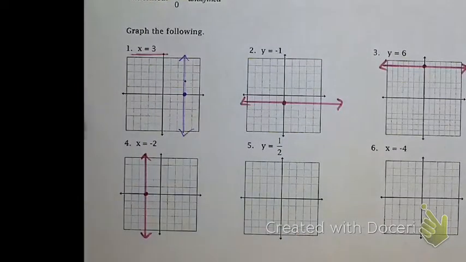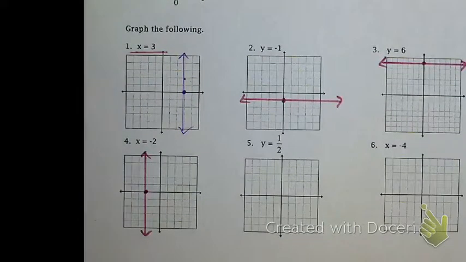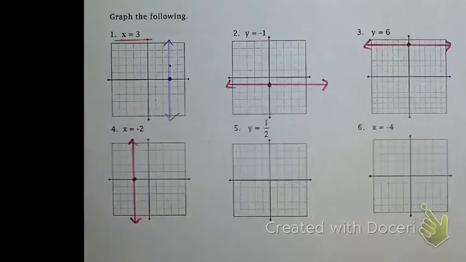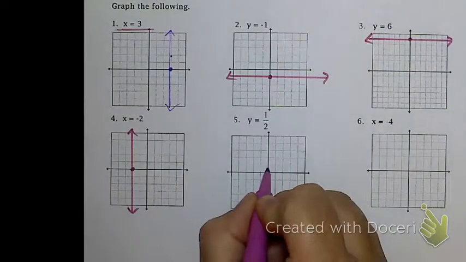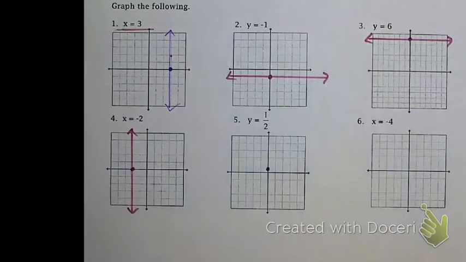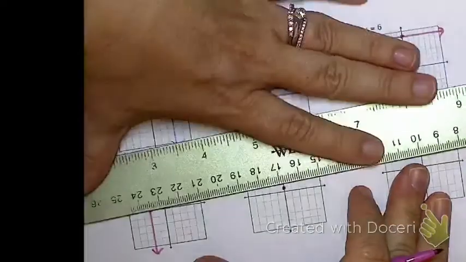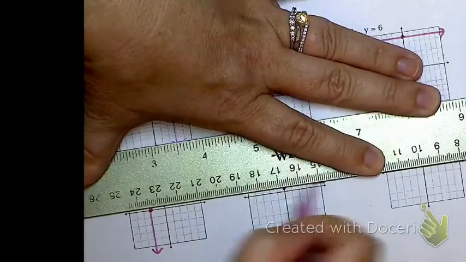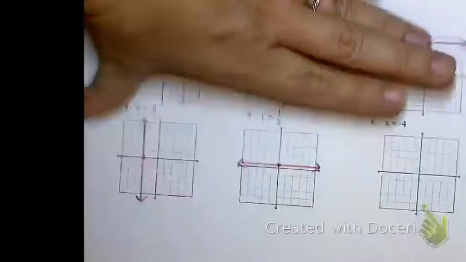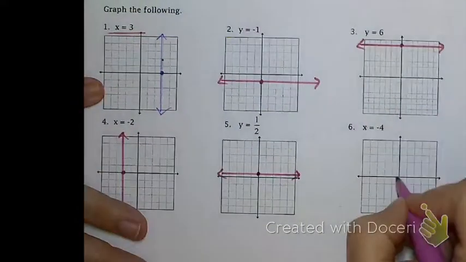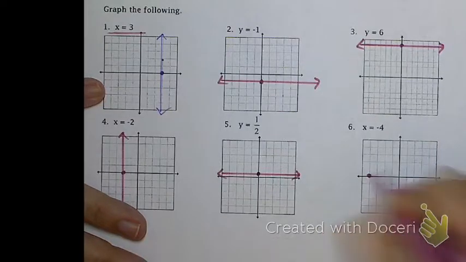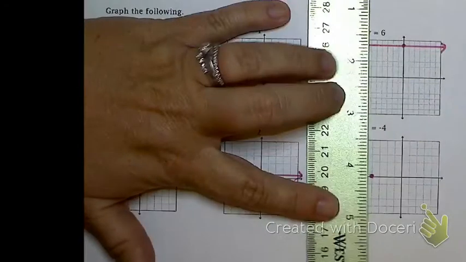Notice I don't need the 3 points on these ones, because you're not counting a rise and a run. I just need the 1 point that shows me where it's intercepting or intersecting the axis. Y equals 1/2, vertical or horizontal? Horizontal. So I find where y equals 1/2, which is right about there, right? Halfway between 0 and 1. And I draw my horizontal line. And the last one, vertical or horizontal? So at -4, I put a point, and I draw my vertical line through.